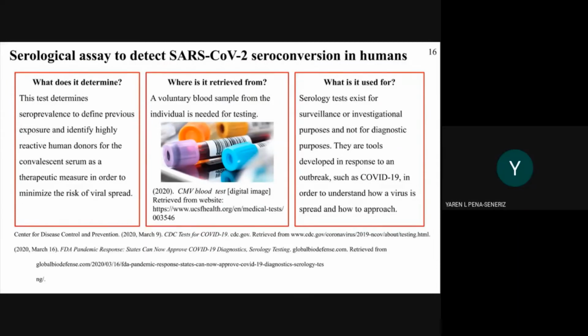Okay, so today I will be introducing what serological assays are and how they help to detect SARS-CoV-2 seroconversion in humans.